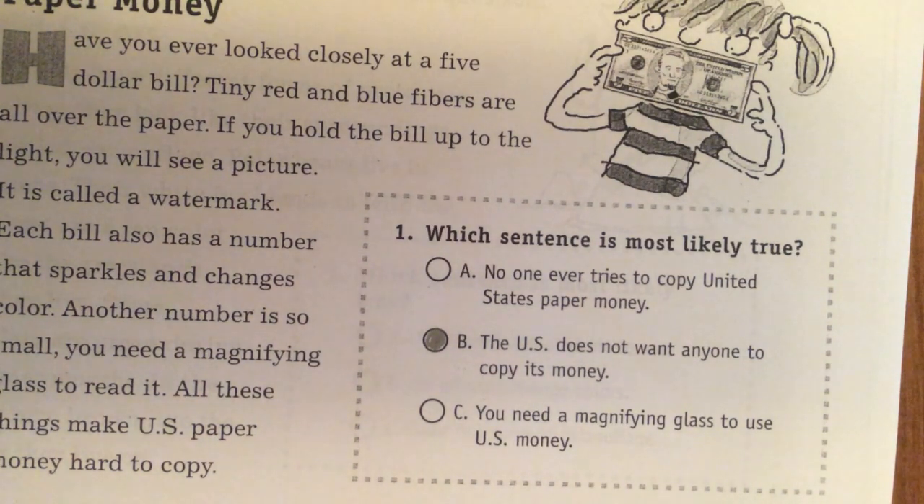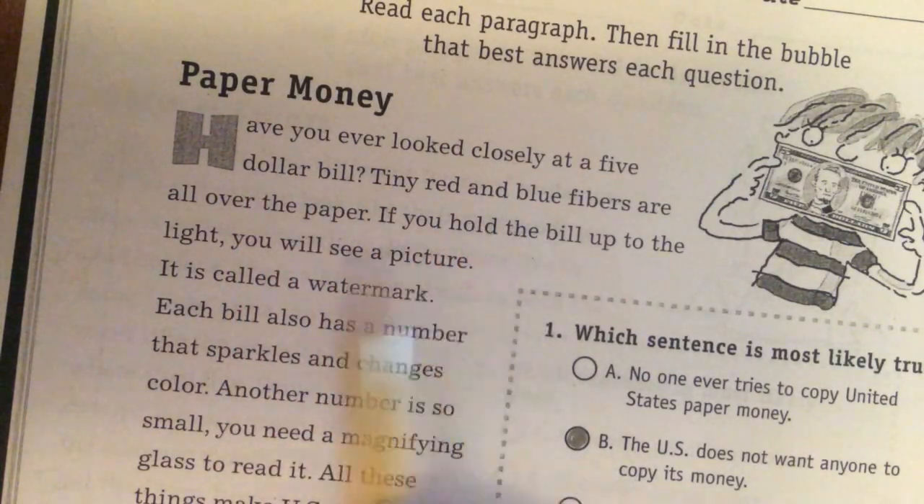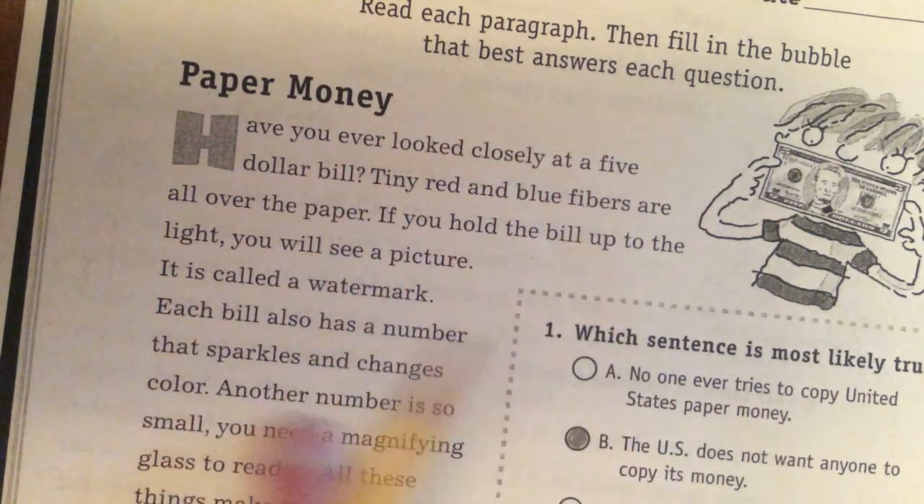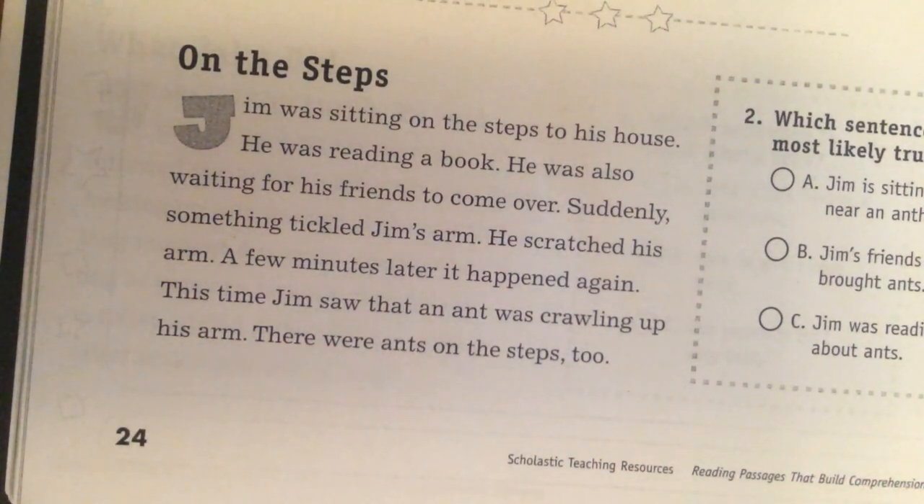Okay? All right. And it didn't say that. Nowhere in this paragraph does it say the U.S. does not want anyone to copy its money. You just know that from reading this and what you already know about money. Okay? And that's how you used your inferencing. All right, the second one, on the steps.